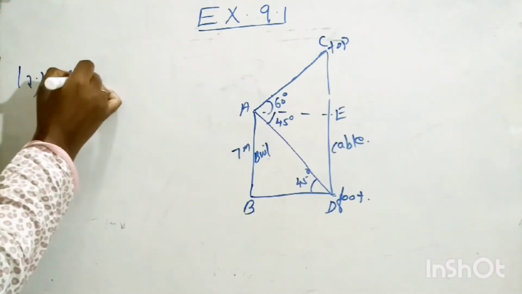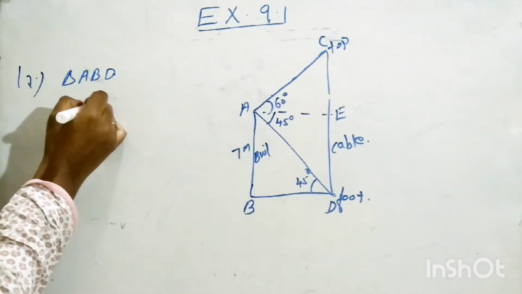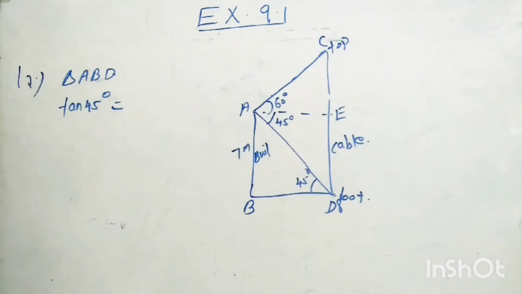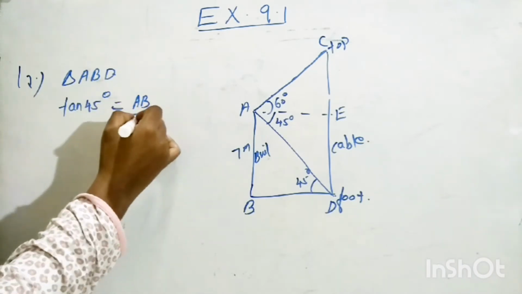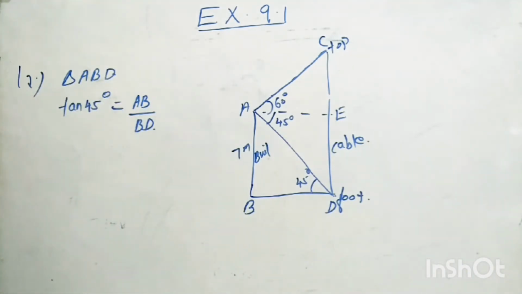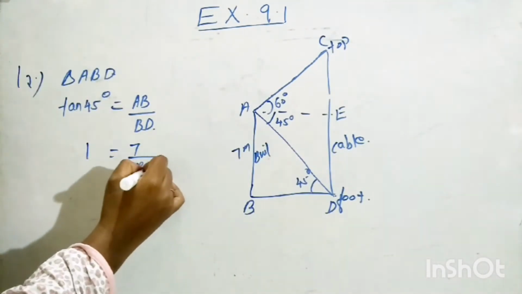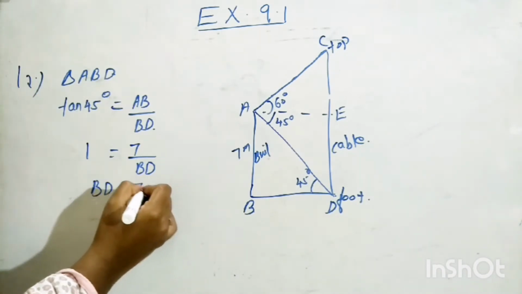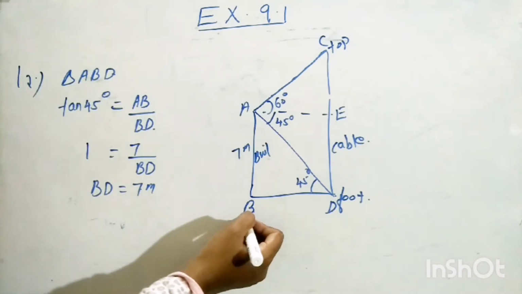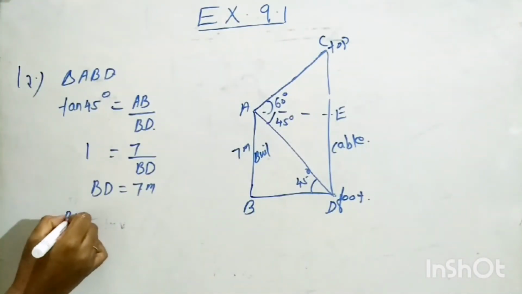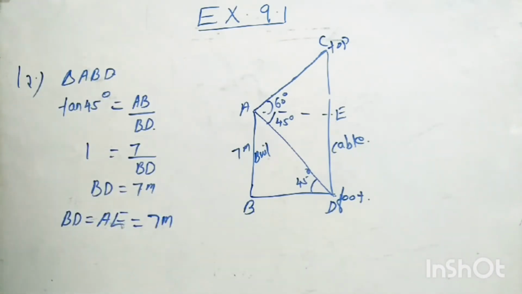So, in triangle ABD, tan 45 degree is equal to the side opposite to 45 degrees, AB, divided by BD. The value of tan 45 degree is 1. So 1 is equal to AB, 7, divided by BD, and we will get BD equal to 7 meter. This BD and AE are equal in length. Therefore, this AE is also 7 meter.